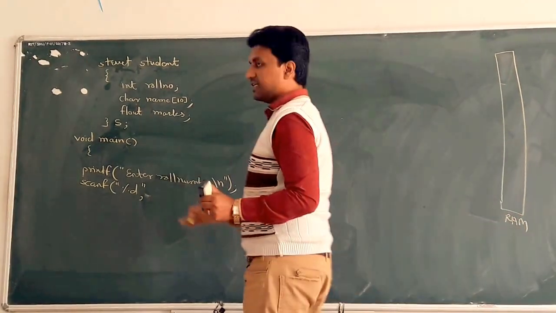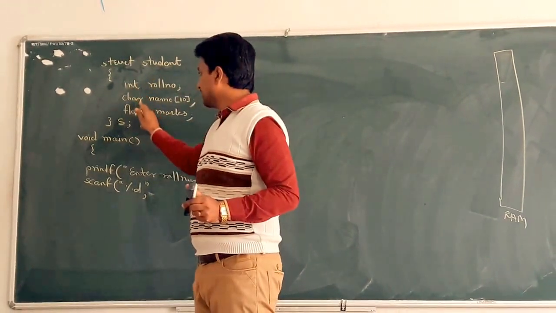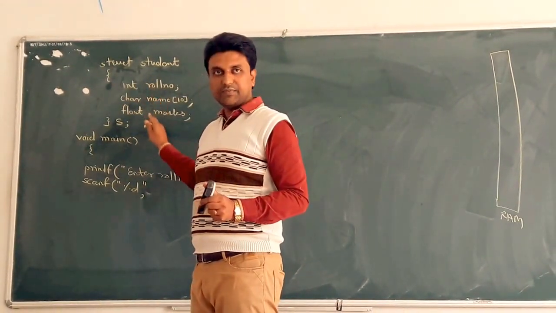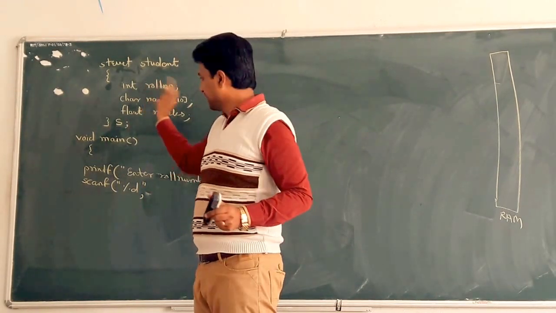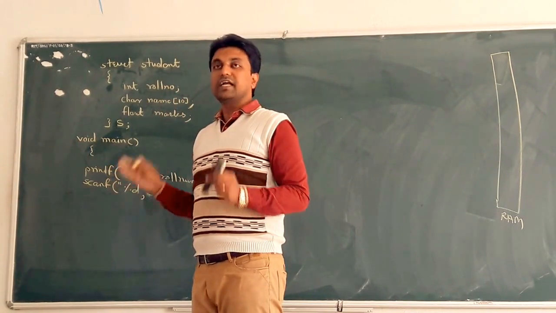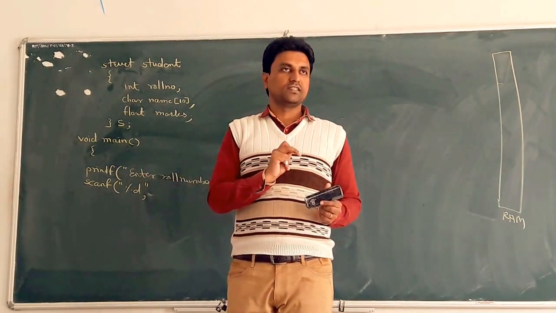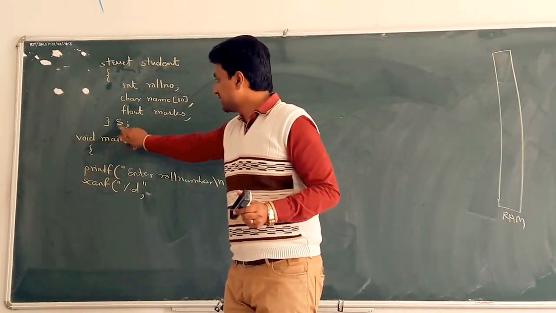How many variables are there in this program now? Only one variable is present. These are not the variables. These are data members of the structure. S is the only structure variable. Memory management is done by the compiler only for variables. So S is the variable.